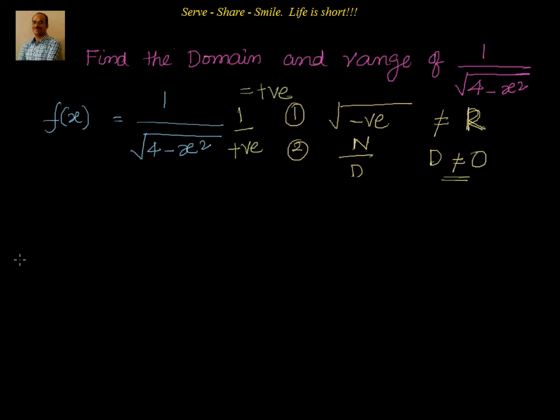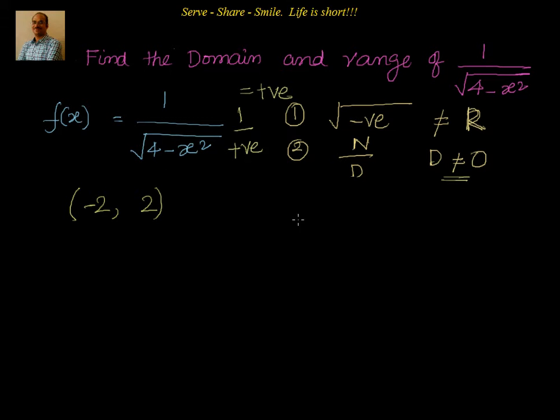We want to find out the range. So what we can do, we know that the domain is minus 2 to 2, and all the values between minus 2 to 2 are allowed, excluding the boundaries minus 2 and 2.